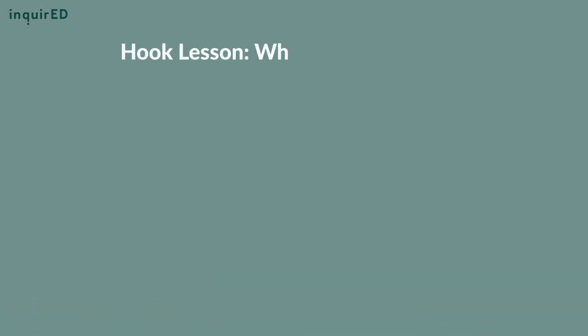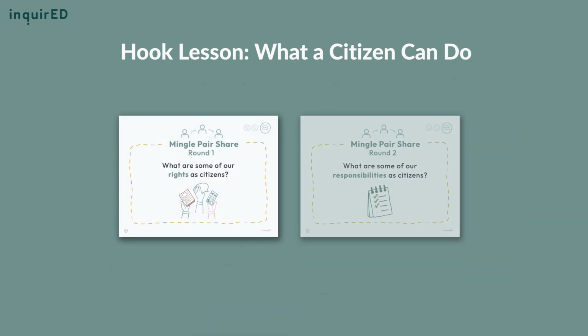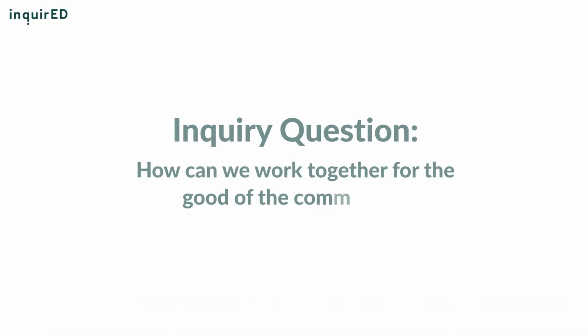The Civic Engagement Inquiry launches with the hook lesson, What a Citizen Can Do. In this lesson, students explore What Can a Citizen Do by Dave Eggers and Sean Harris and engage in a mingle pair share activity to discuss rights and responsibilities. At the end of the lesson, students are introduced to the inquiry question that will guide their exploration. How can we work together for the good of the community?